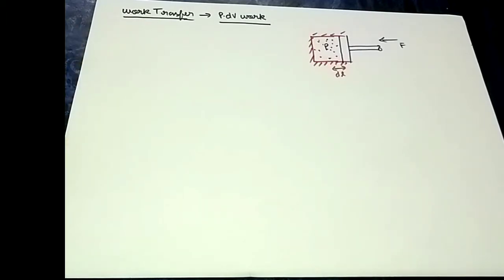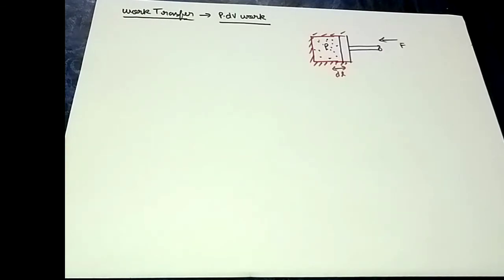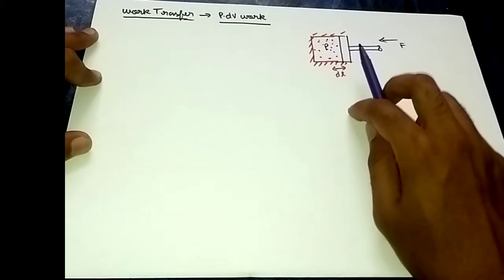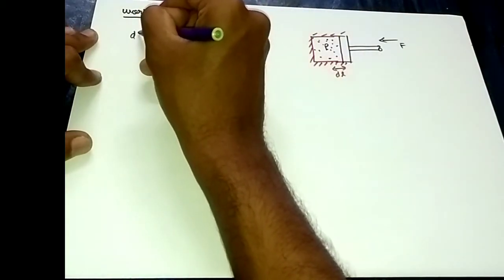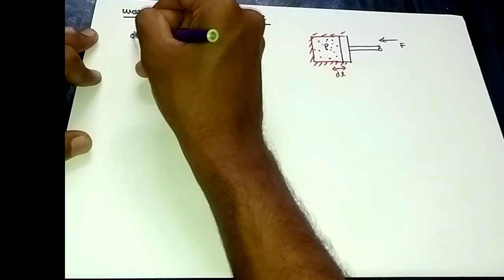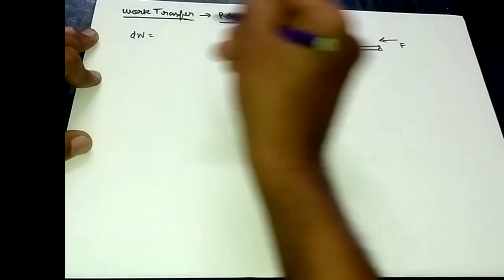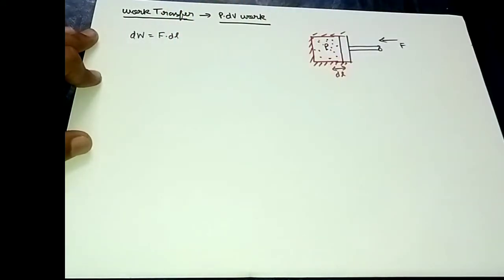Now what will be the work done? What will be the mechanical work done? It will be force into distance, right? So the mechanical work done will be dW, a small work done as we are moving it, which is dW equals F into the distance dl.